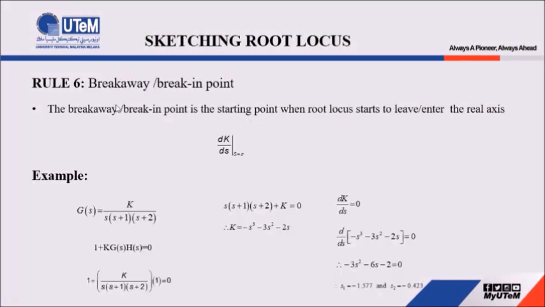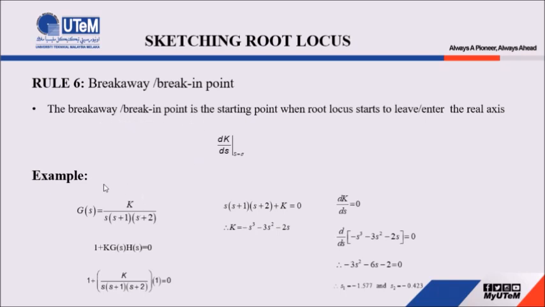Rule number 6, breakaway or break-in point. The breakaway or break-in point is the point where the root locus starts to leave or enter the real axis. That means this breakaway or break-in point only occurs on the real axis. This is the formula that we use to obtain the coordinate for the breakaway or break-in point.